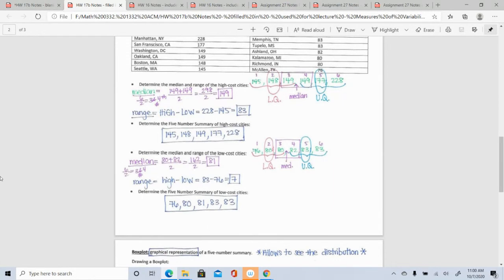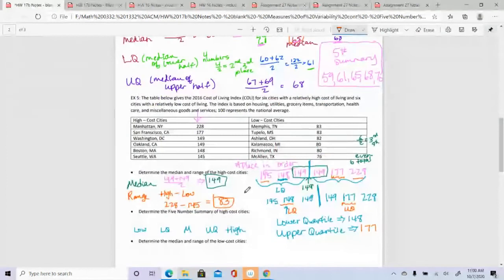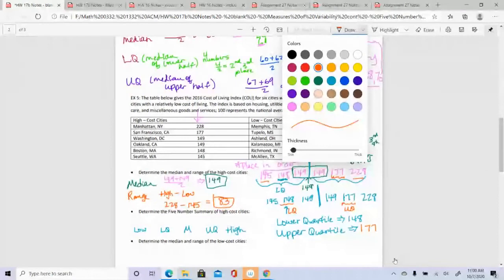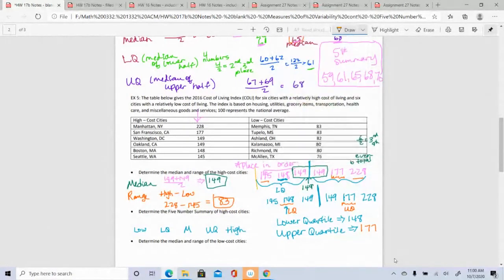Okay, so the 5-number summary, you would list those numbers. So the smallest number was the 145. Now remember, we're going to use the smallest and largest for sure. 145 is the first number, and then when we get to the end of it, it's going to be the 228. We can actually go ahead and put that in there.